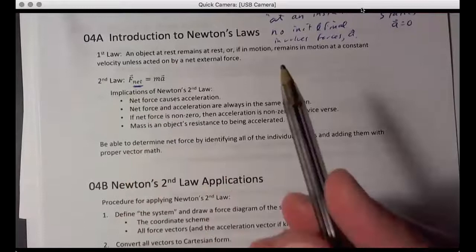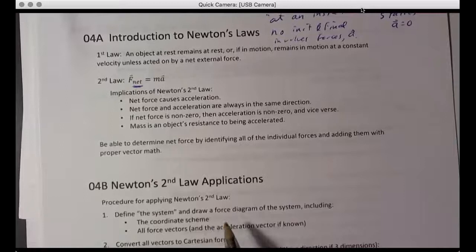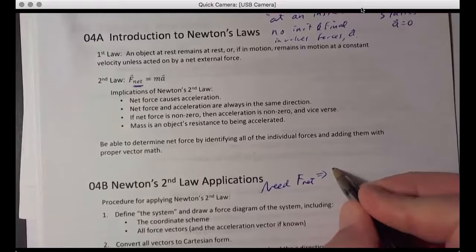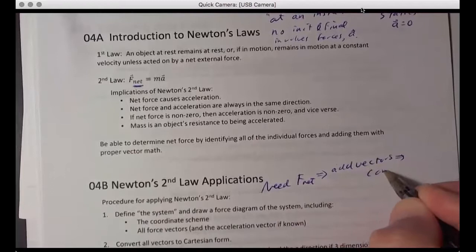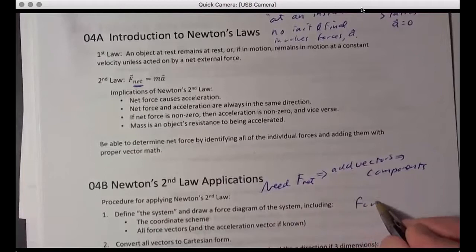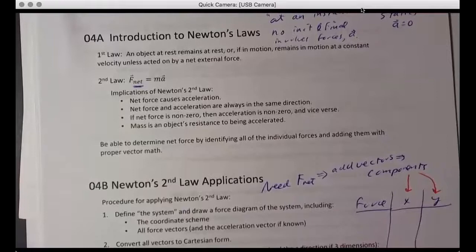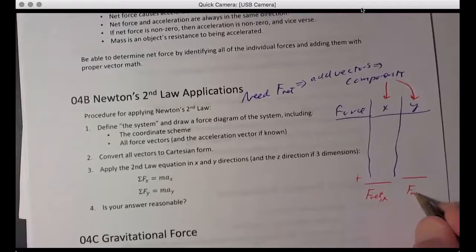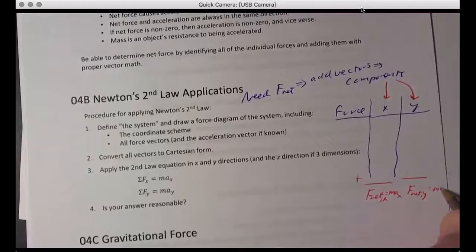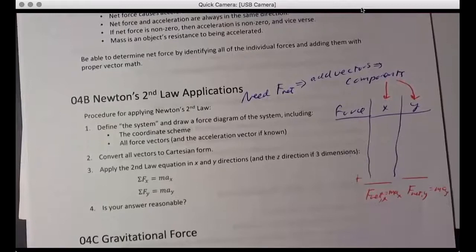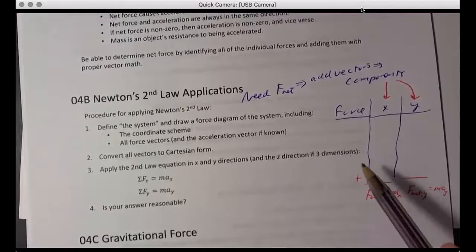When we get to Newton's second law, we need the F net. And so we're adding vectors, so we have to do that by components. The easiest way is to do force X and Y and make a chart. The components go in here for X and here for Y. When you sum them up, you get F net in the X and F net in the Y, which of course is MAX and MAY. Components help you not to forget any forces if you're doing it this way. And then you look around for what the accelerations might be.